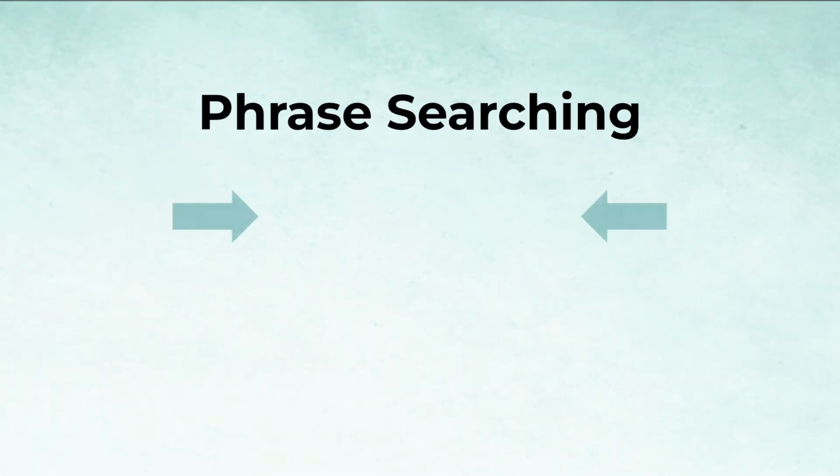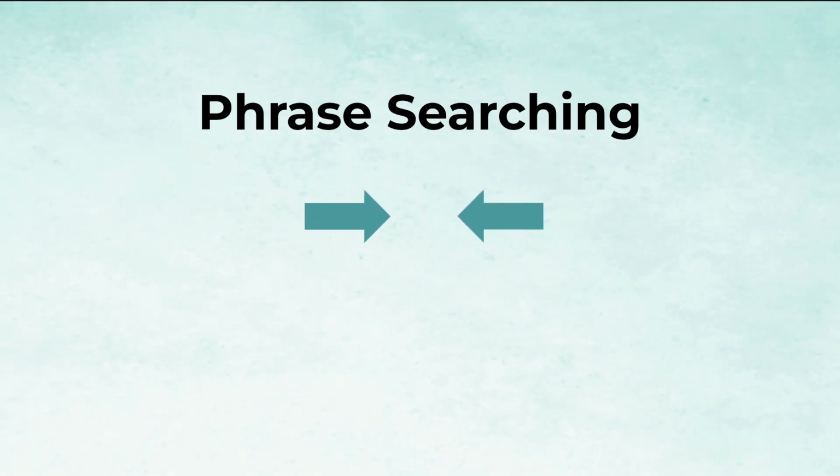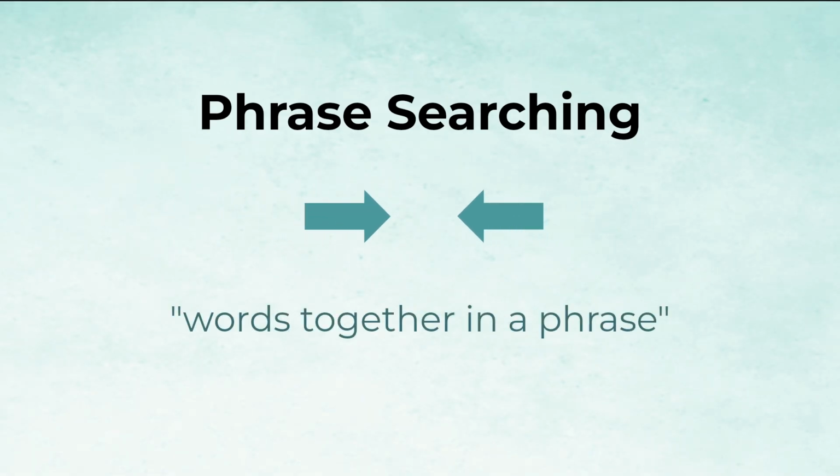Phrase searching is a precise way of narrowing your search by allowing you to look for words together in a phrase. This type of search is supported by most databases. The most common indicator of a phrase is quotation marks.